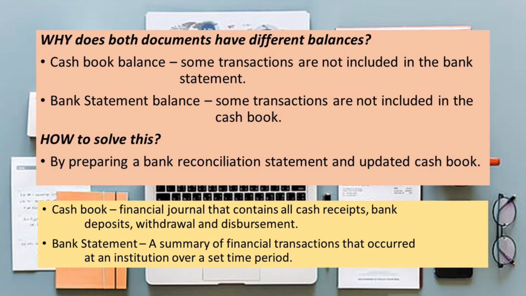Therefore, as a solution, our company has prepared a bank reconciliation statement and an updated cash book to correct the errors and omissions made in both documents. What is cashbook? Cashbook is a financial journal that contains all cash receipts, bank deposits, withdrawal, and disbursement. And what is bank statement? Bank statement is a summary of financial transactions that occurred at an institution over a set time period.